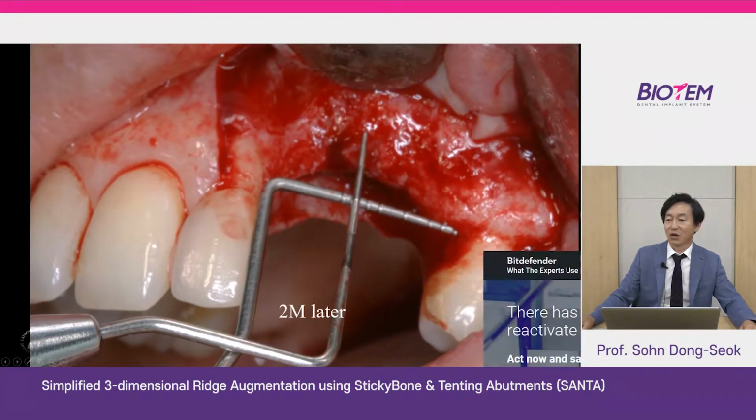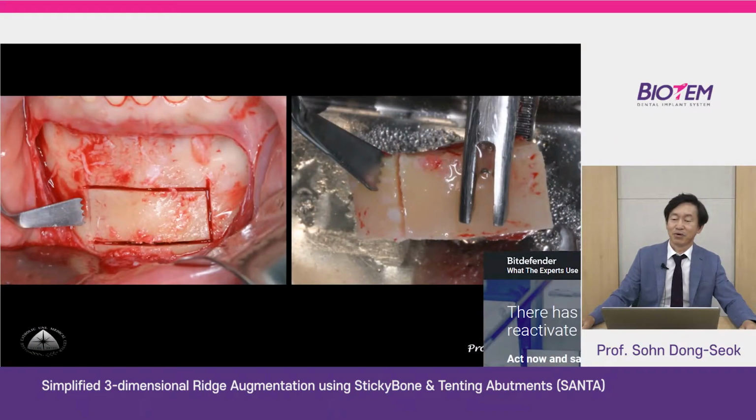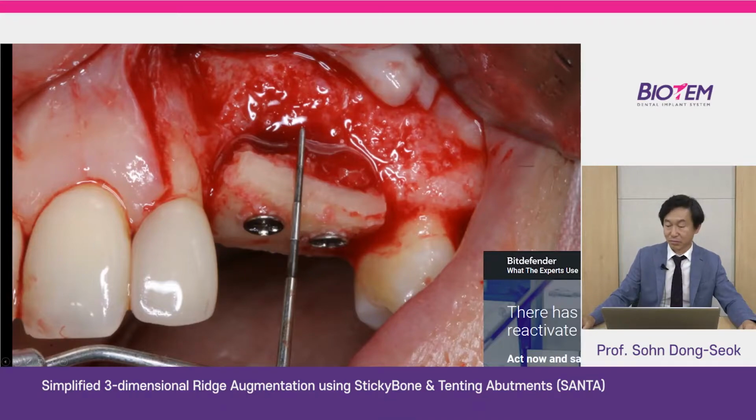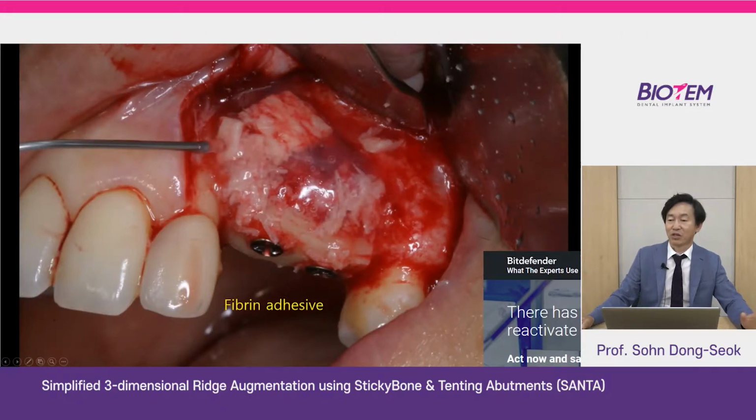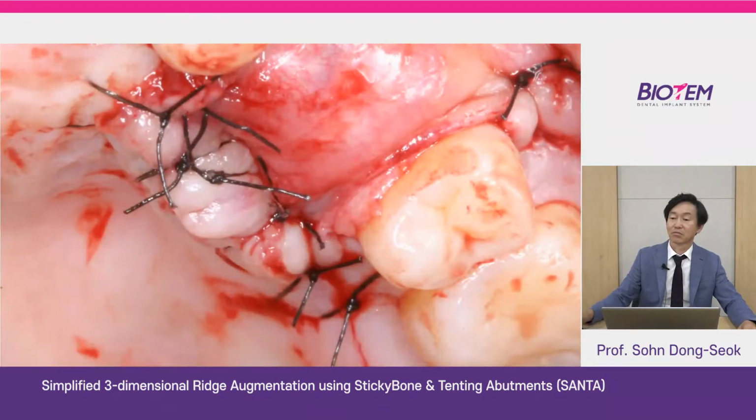After 2 months of healing, a full thickness flap was elevated to expose the recipient site. Take a closer look at the huge vertical defect, about 6 millimeters. So chin bone was harvested for 3-dimensional ridge augmentation, and 2-point fixation was done. Particulate autogenous bone chips were grafted on the residual defect, and the particulate bone graft was stabilized with commercial fibrin adhesive. And a very good tension-free releasing incision was achieved.